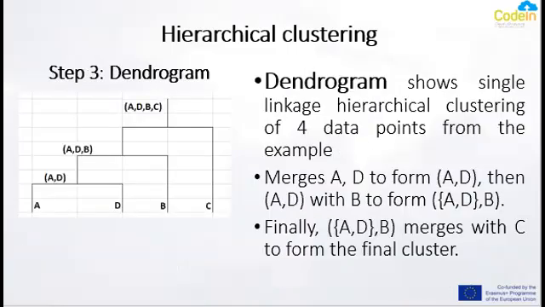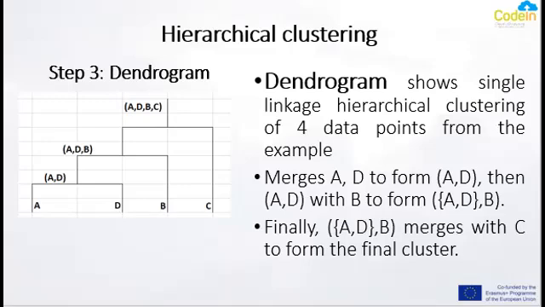Here is the dendrogram for the hierarchical clustering of the 4 points using the single linkage method. Starting with data points at the bottom, the dendrogram shows the merging of points A and D to form cluster AD, followed by the merging of AD with point B to form the cluster ADB. Finally, the cluster ADB is merged with point C to form the final cluster that contains all 4 points.